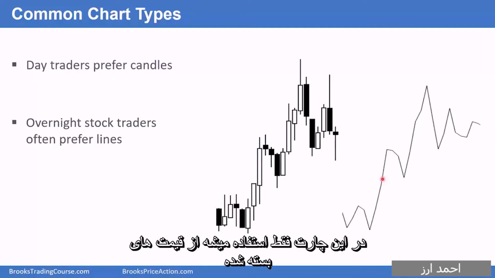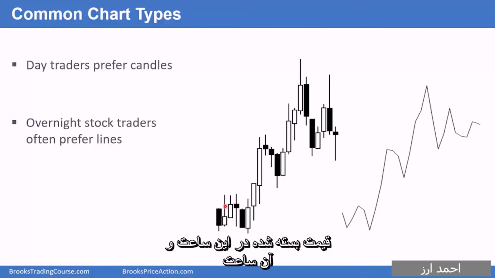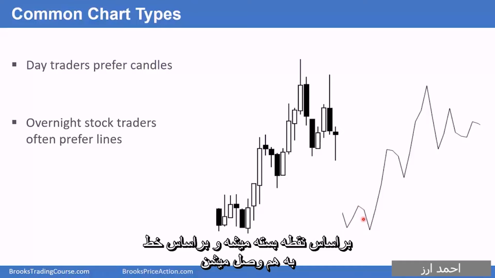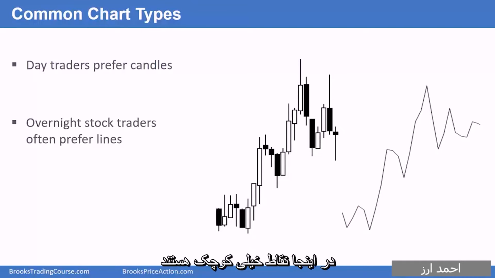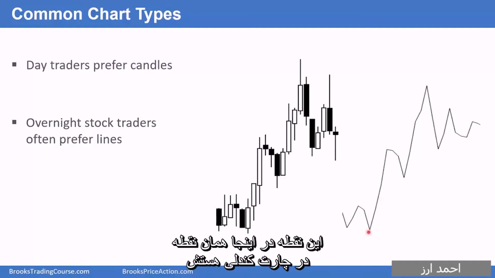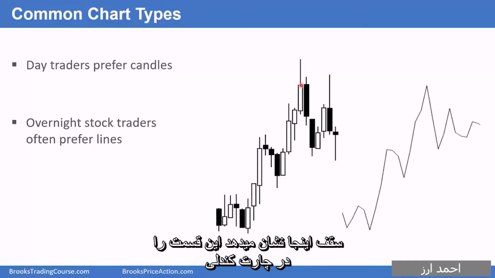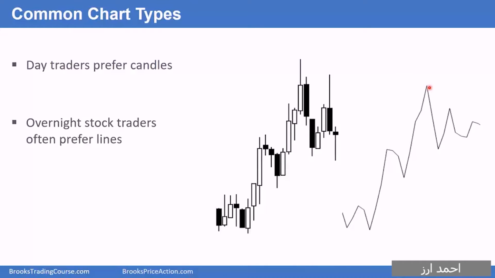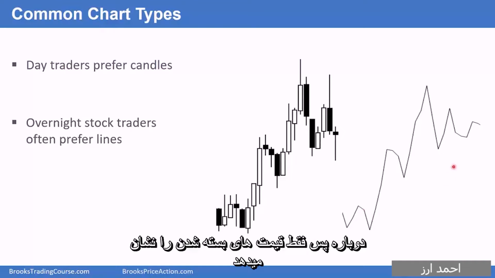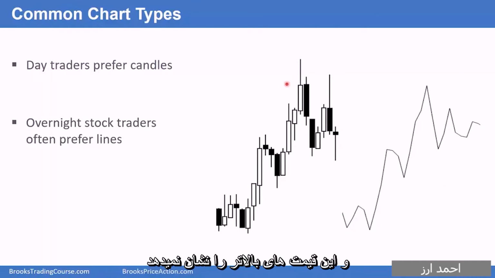This chart is constructed by using only the closes, the close of this hour, the close of that hour, the close of this hour, plots them as dots, and then it connects the dots with a line. Here, the dots are so small you don't see them. All you see is the line. This low point right here represents this low close right there. This high close right here is represented by that high point right there. Again, this only shows closes. It doesn't show this high price or this high price.